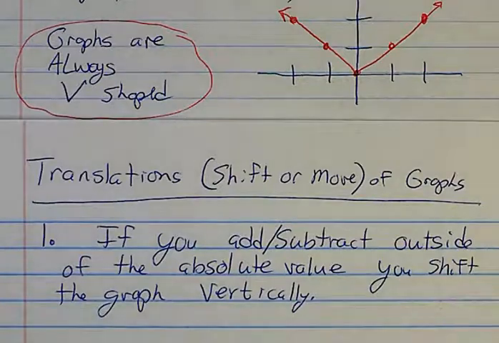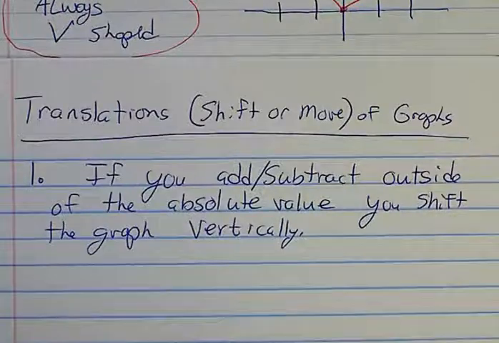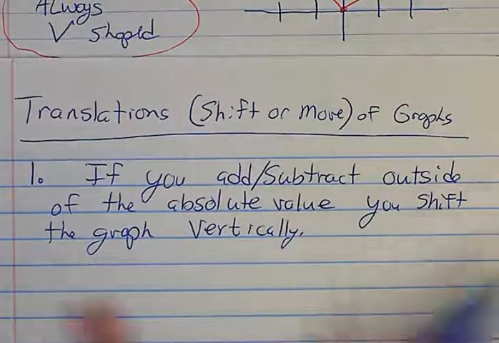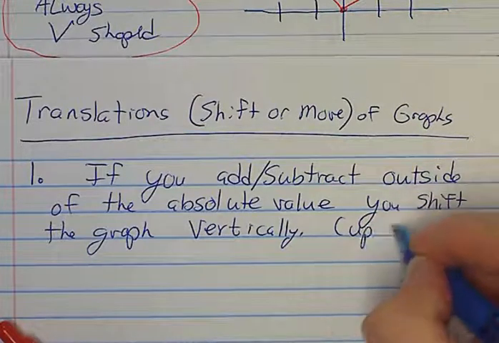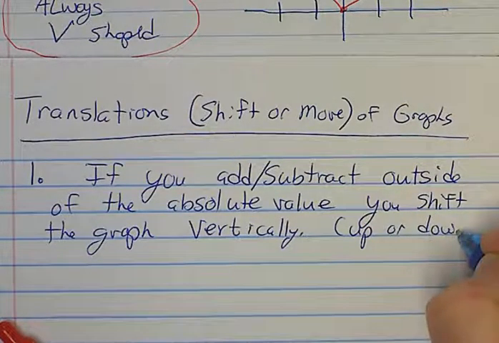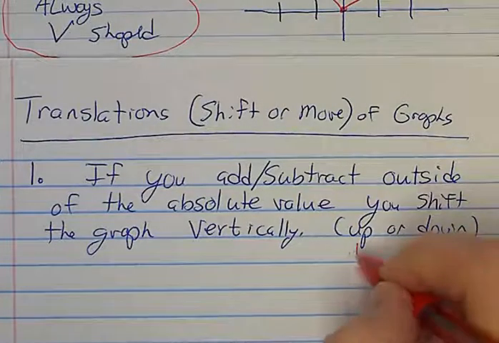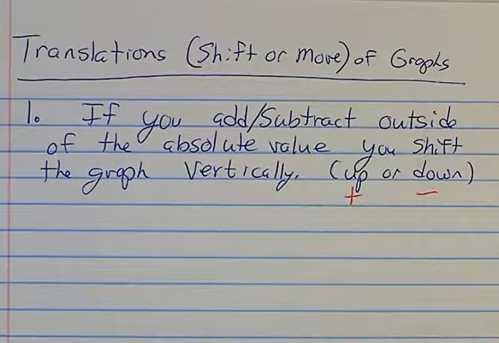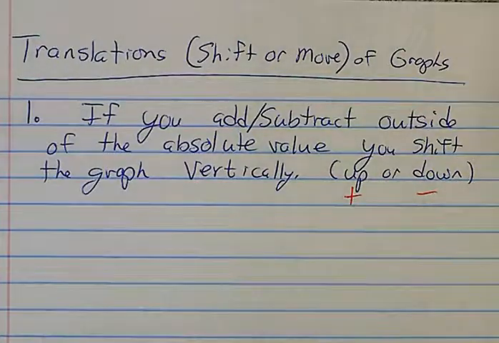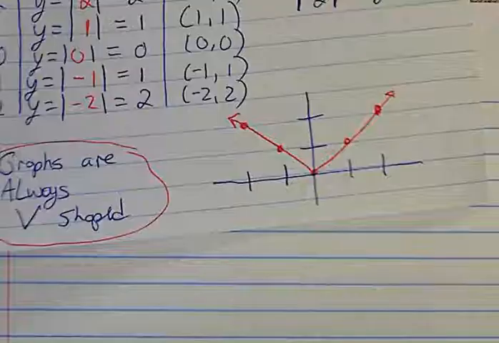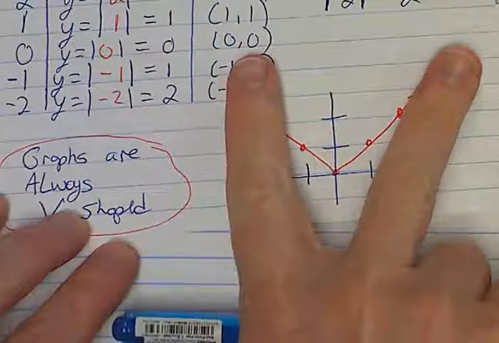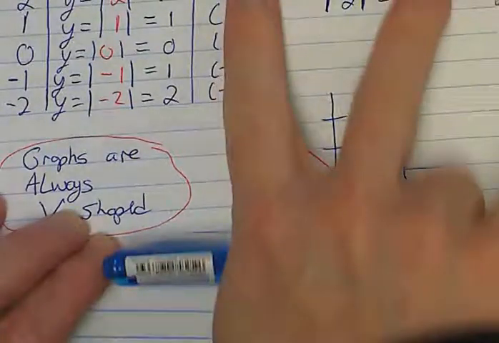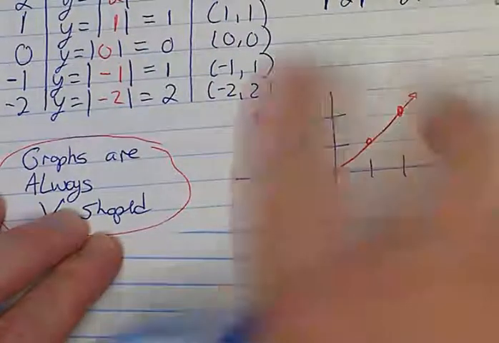Again, vertical means you're going up and down. So here's the thing: if it's positive, if it's +2, you're going up. If it's -2, you're going down. So if you have a plus sign on the outside, that means you're going to move the graph up. If there's a minus on the outside, you're going to move the graph down. All we're going to do is take this V shape, keep it, and move it up or down. That's all we're going to do, just move this thing up and down.